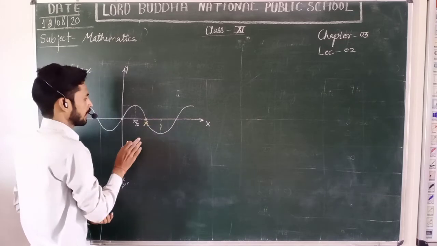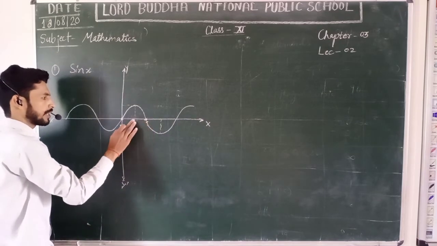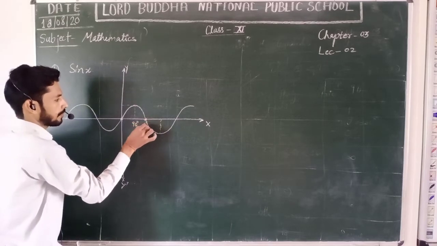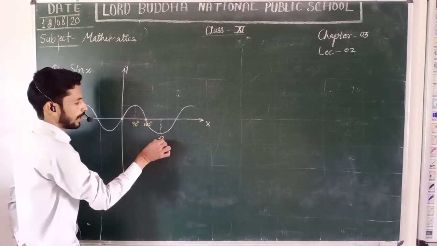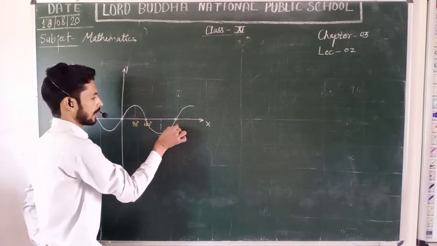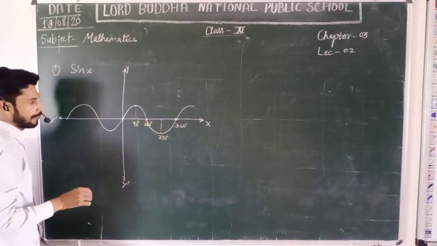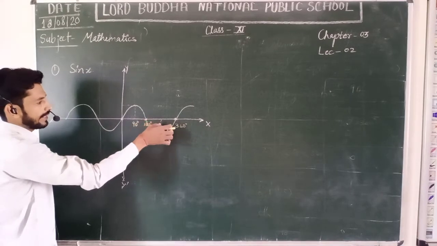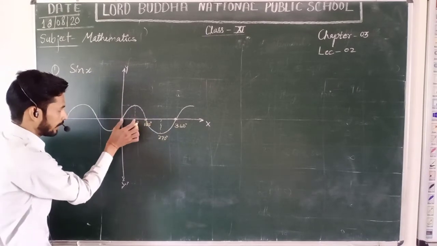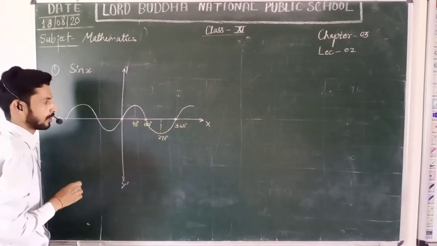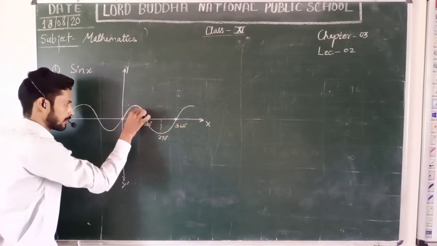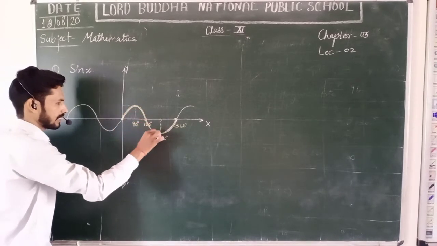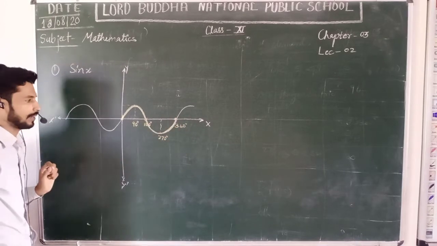And this angle will be pi. Let me write it so that it is clear to you. This is 90 degrees, and then 180, 270 and again 360. Don't be confused, all intervals are 90 degrees, like here 90, 90, 90 and again 90. So one complete revolution like this is the complete 360 degrees.